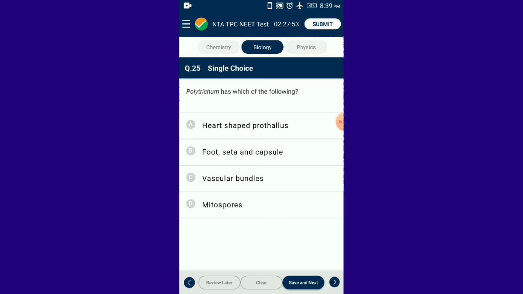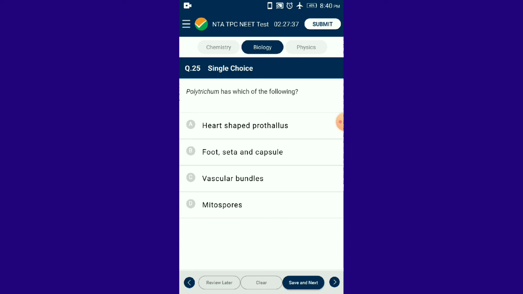Question number 25. Polytrichum is which of the following? Polytrichum is a common moss belonging to class Bryopsida. This plant is Bryophyta, so it possesses the following salient features.